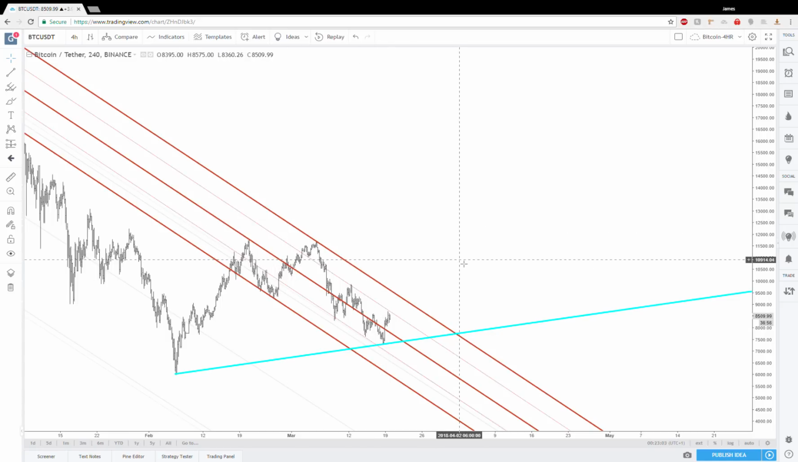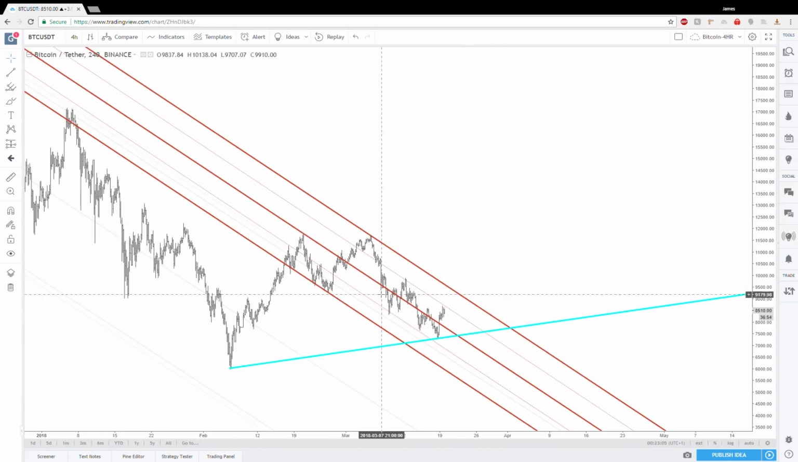I'm not going to go off on a tangent and all that, but basically I'll just leave this little line here. We'll see what unfolds.